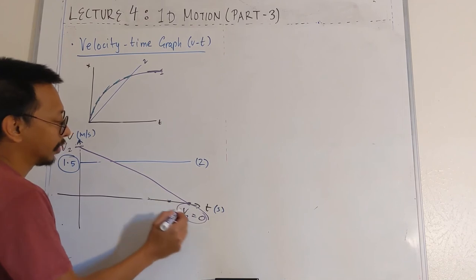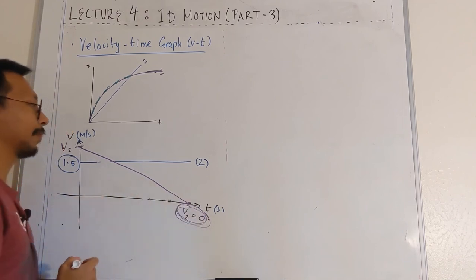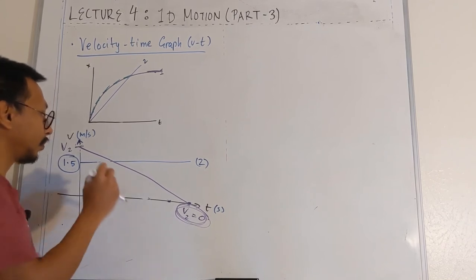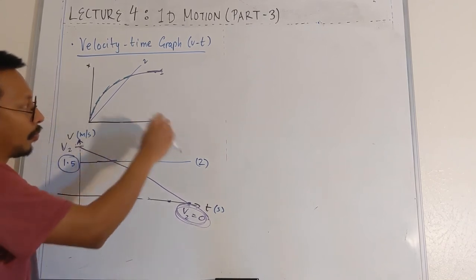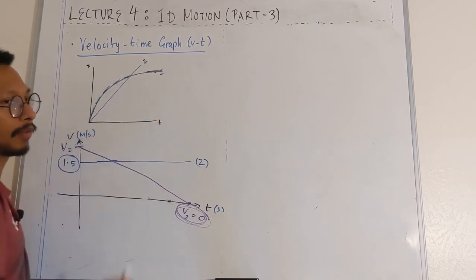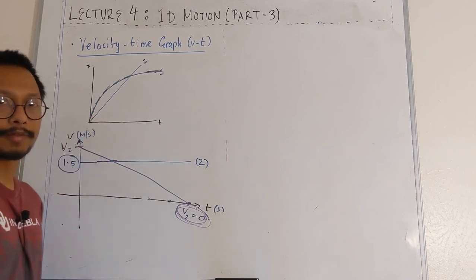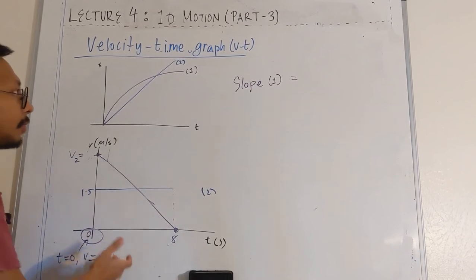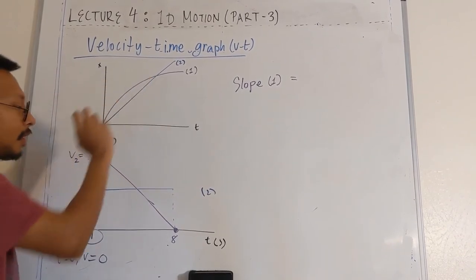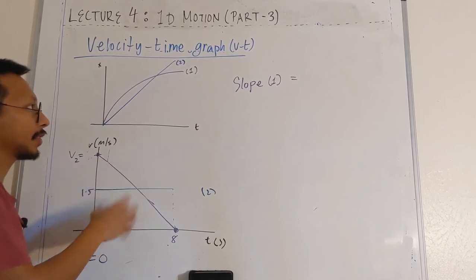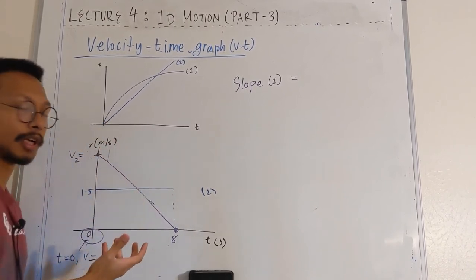So that means the velocity at the end point is 0. So this is how we can derive the corresponding velocity time graph from the given position time graphs. Now that we have the velocity time graph from the given position time graph, we can investigate some properties of this velocity time graph. First, let us investigate the slope of velocity time graphs.